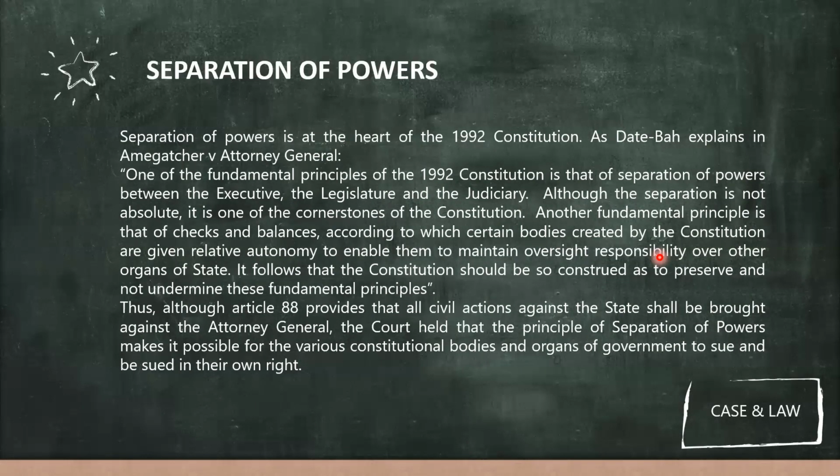Sometimes this is necessary, and the whole idea of separation of powers is necessary for the purposes of checks and balances, to ensure that all the various arms of government are doing what is expected of them. In the Amegatcher versus Attorney General case, they cited Article 88 of the 1992 Constitution, which says that all actions against the state shall be brought against the Attorney General. So if there's any matter against the executive, any matter against the president, it must come to the Attorney General. All matters against the state go to the Attorney General.